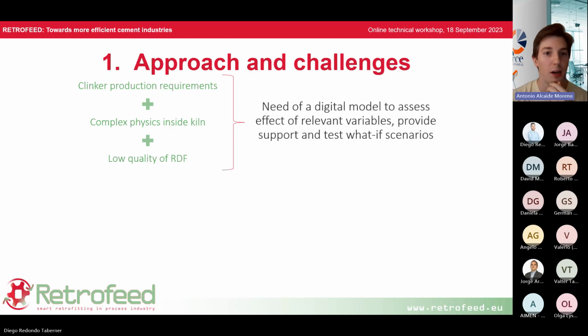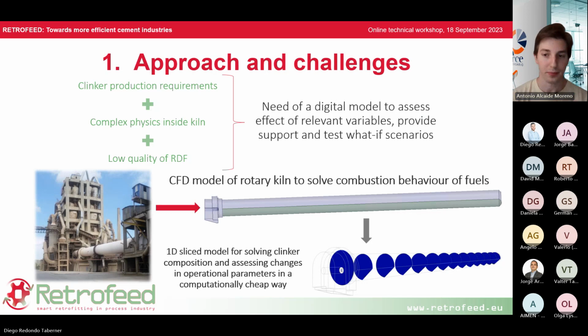Okay, given the clinker production requirements, the very complex physics inside the kiln and the low quality of the RDF, there is a need of performing a specific and ad hoc digital model, in this case, to assess the effects of the relevant variables, provide support to the operators when they are increasing the RDF shares, and testing the what-if scenarios when changing several different parameters for the operation of the rotary kiln.